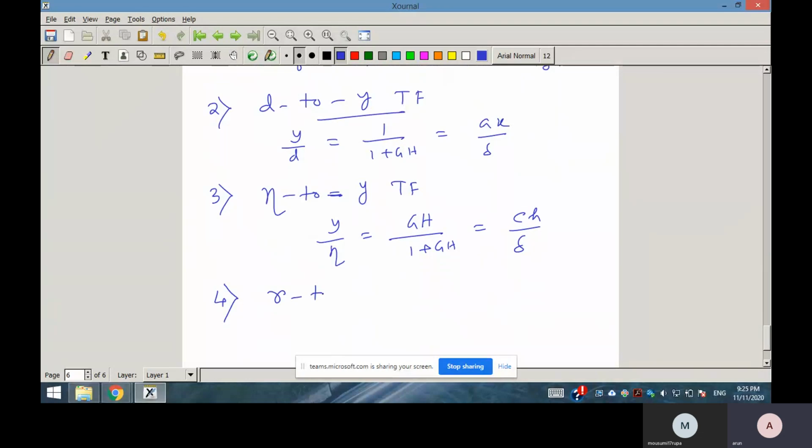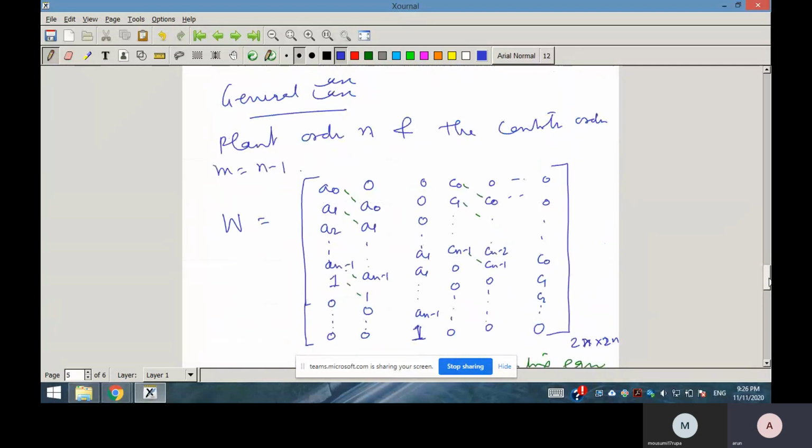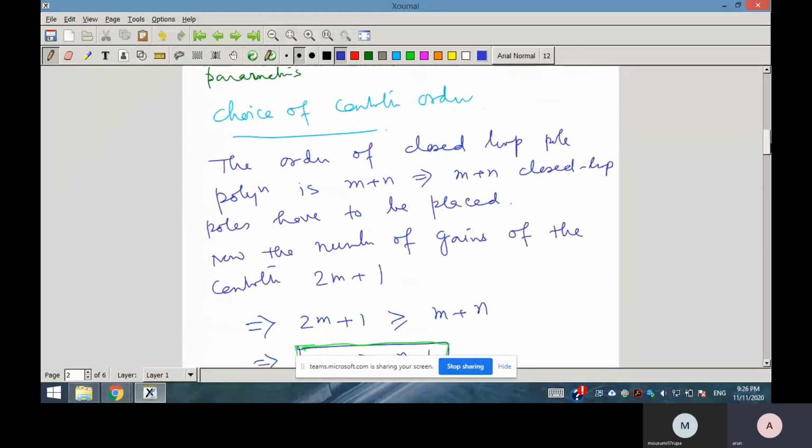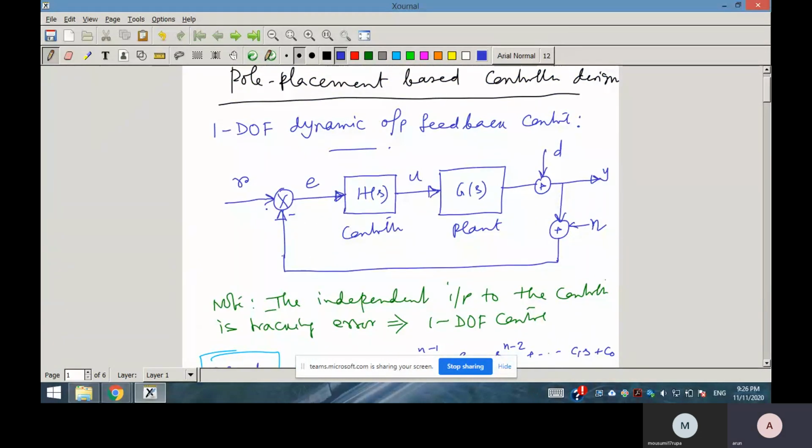And then finally your R to U control effort. So R to U transfer function, that means U by R transfer function will be your H by, you can easily see, H by 1 plus GH. Please verify this one. U by R transfer function is H by 1 plus GH.